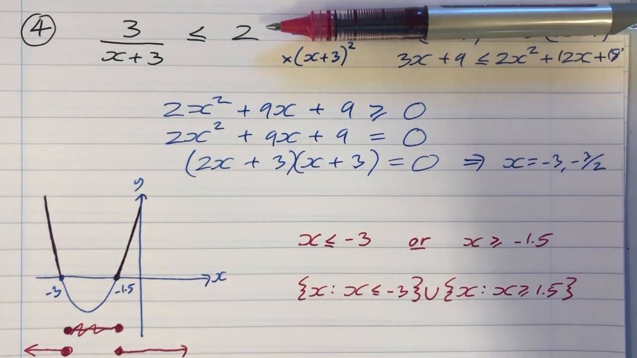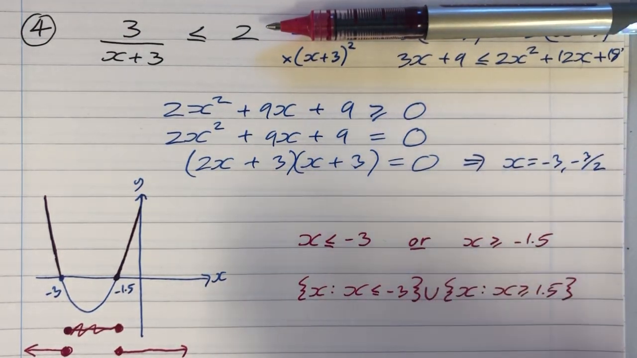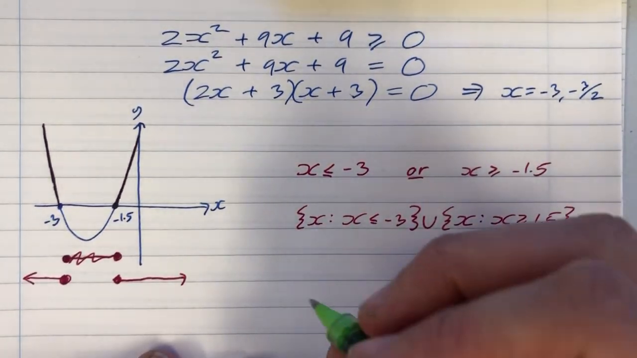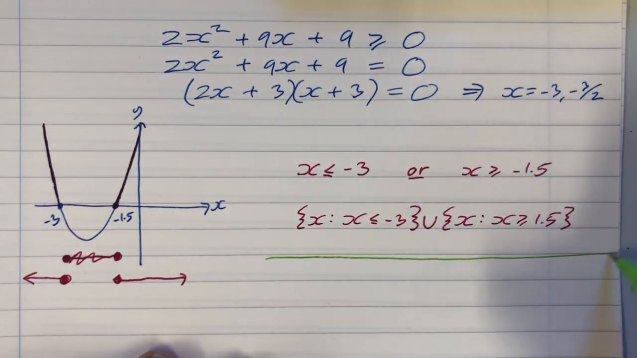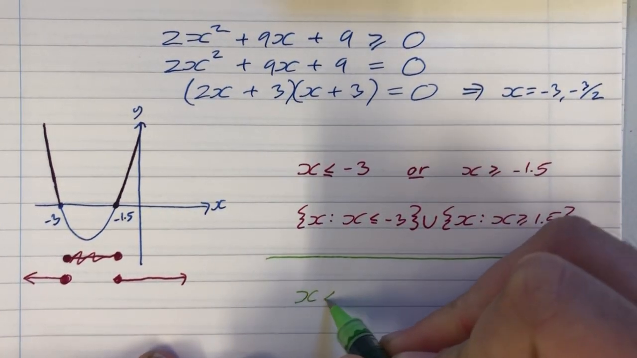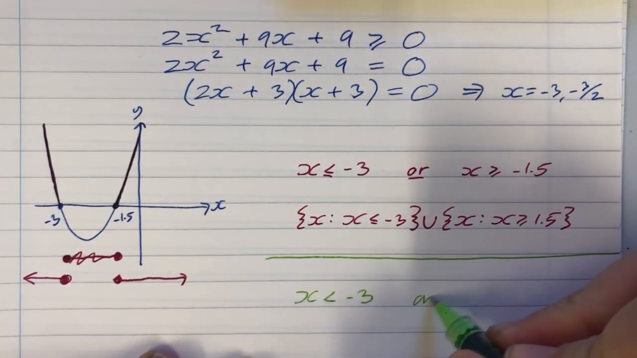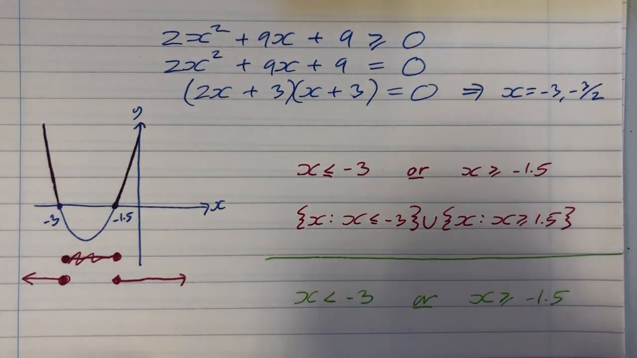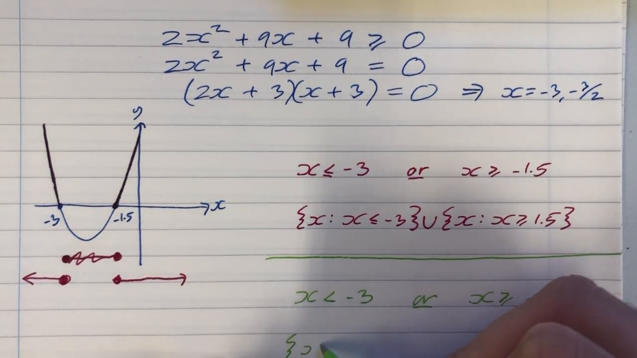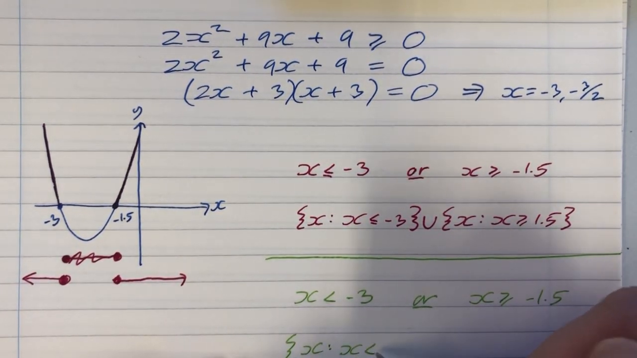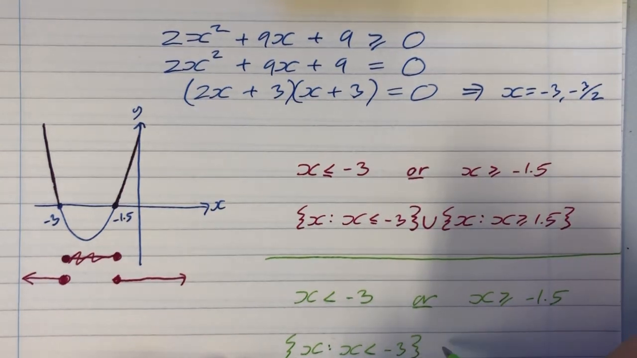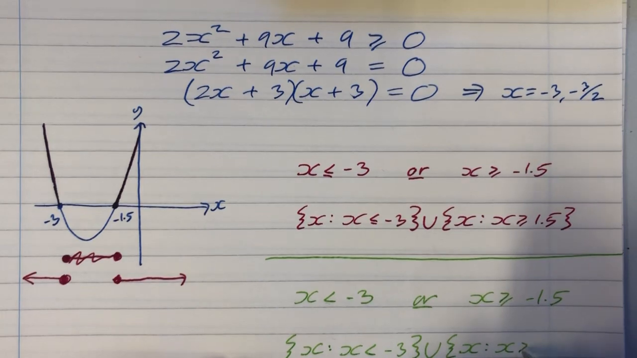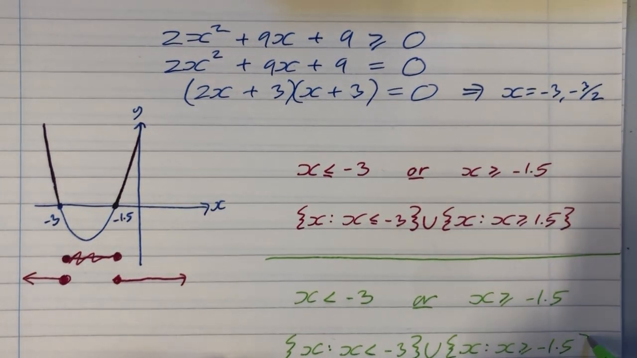So to answer the question, I now need to exclude minus 3. So I'm going to have x is less than minus 3, or x is greater than or equal to minus 1.5. And I can include the 1.5 because there are no issues there. And in set notation, it would be x such that x is strictly less than minus 3, or x such that x is greater than or equal to minus 1.5.